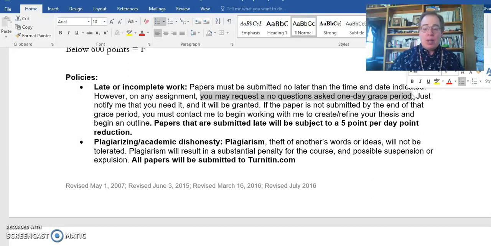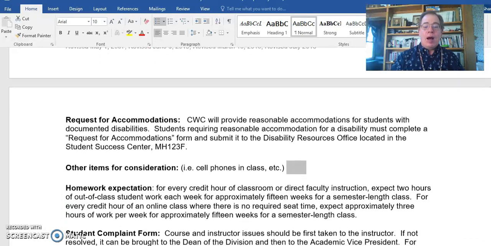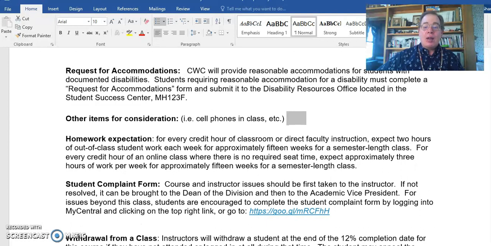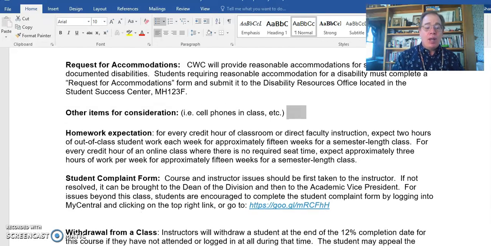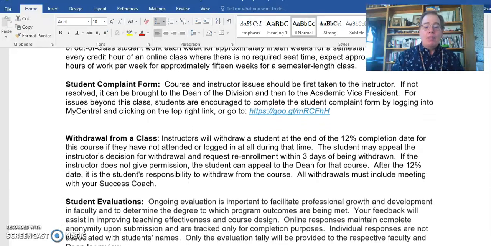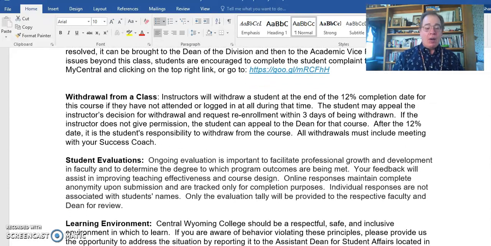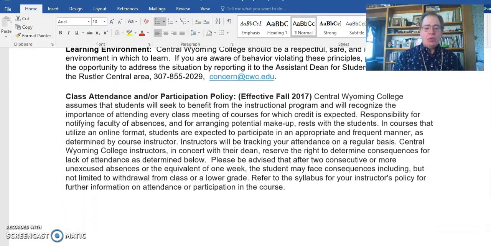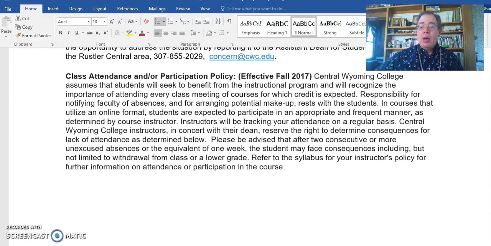Plagiarizing, I use plagiarism detecting software, turnitin.com. We can't be doing that, so plagiarism is not an acceptable way to submit a paper. A lot of this stuff, if you have a disability and you need a documentation of that and a request for accommodations form, you can get that from the Disability Resources Office. There's some stuff here about student complaints and homework. I'm hoping that we don't have to deal with any of this. So that is pretty much the syllabus.